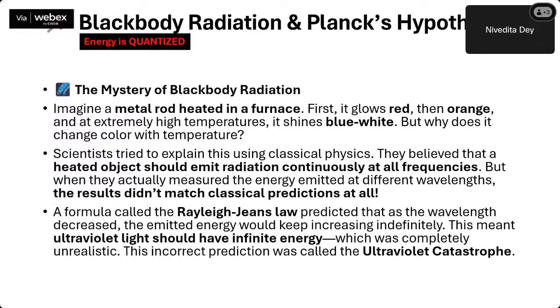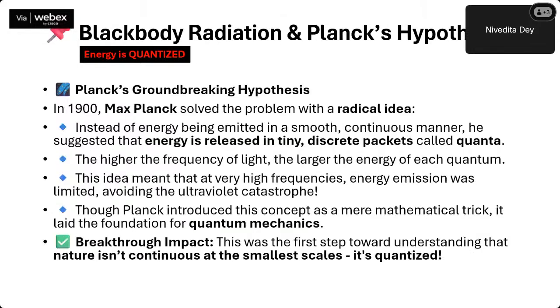It has a particular output at particular values. So a formula called the Rayleigh-Jeans law predicted that as the wavelength decreased, the emitted energy should keep increasing indefinitely. This meant ultraviolet light, or UV light, should have infinite energy, which was completely unrealistic. So the incorrect prediction was called the ultraviolet catastrophe, which is not there.